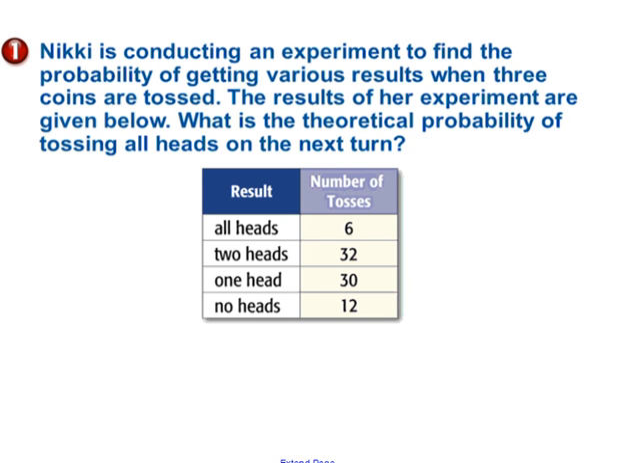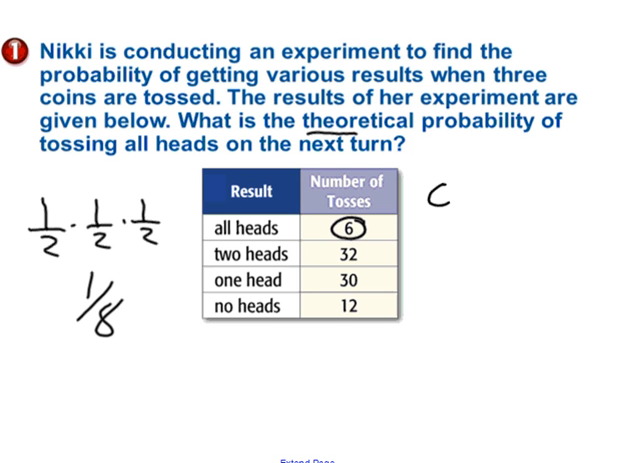It says Nikki is conducting an experiment to find the probability of getting various results when 3 coins are tossed. The results of her experiment are given below. What is the theoretical probability of tossing all heads on the next turn? Well, if we look at the theoretical probability, there's a 1 out of 2 chance of getting heads on the first flip, a 1 out of 2 chance on the second flip, and a 1 out of 2 chance on the third. So if I multiply those together, I get a 1 out of 8 chance of getting all heads.